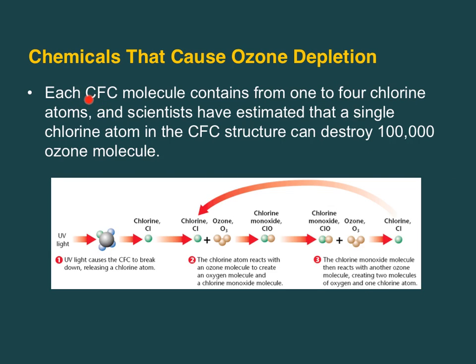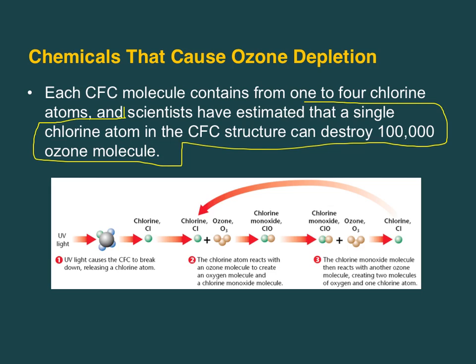So a CFC molecule itself contains anywhere between 1 to 4 chlorine atoms. All right, and this is the big thing, and scientists have done tests to try to estimate this, but we've noticed that one single chlorine atom can destroy up to 100,000 ozone molecules, and one molecule of a CFC contains between 1 and 4.